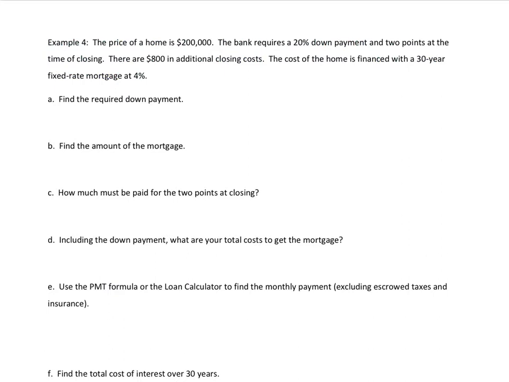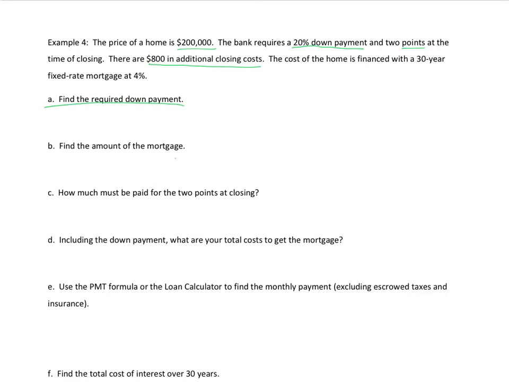All right, here we go with yet another example. In this example, we get to go deep into everything that involves a mortgage, including, let's see here, we have a principal, we have a 20% down payment, we have points, we have additional closing costs, and we're just going to dive into all of this. So the first thing that we are going to be asked here is to find the required down payment.